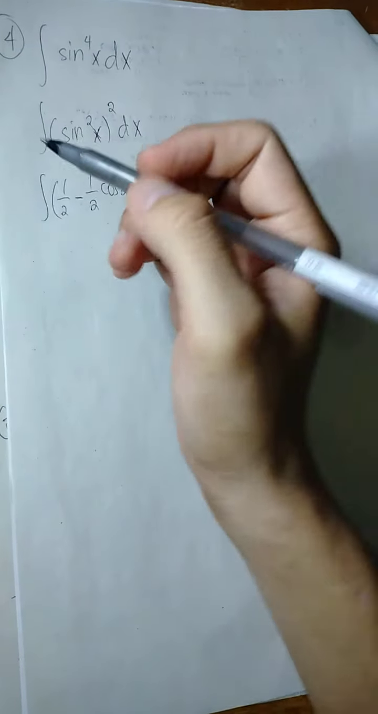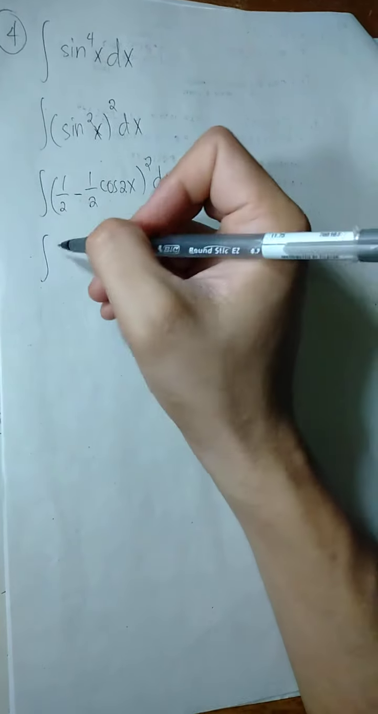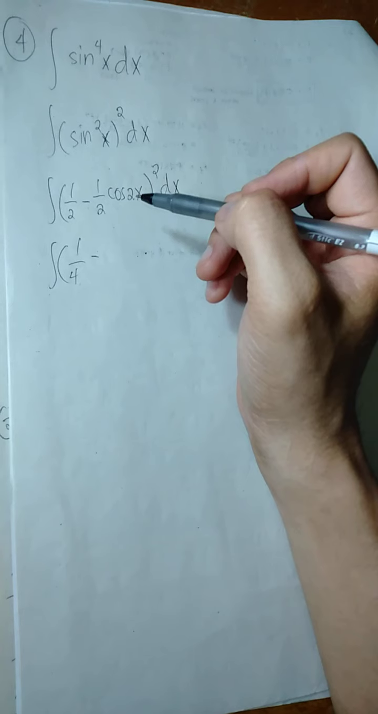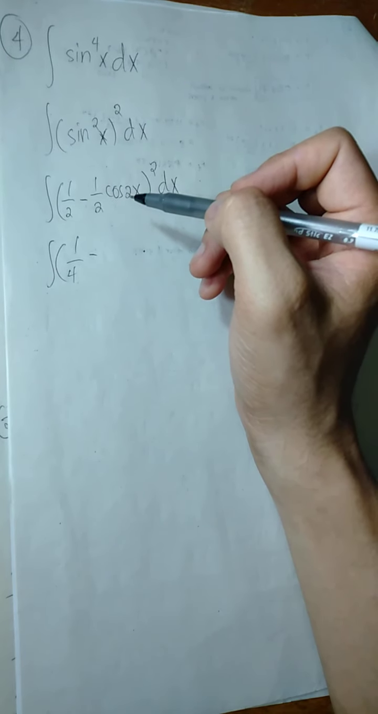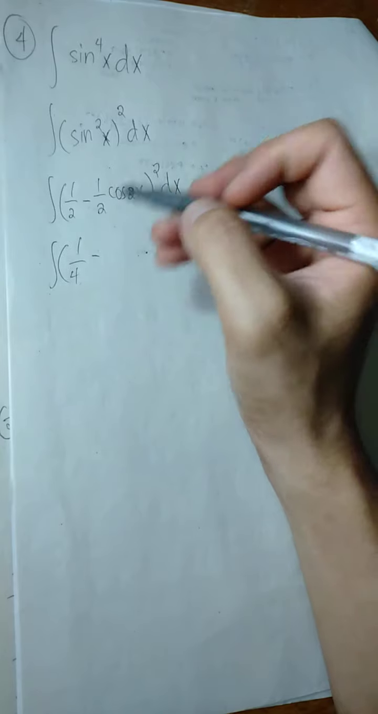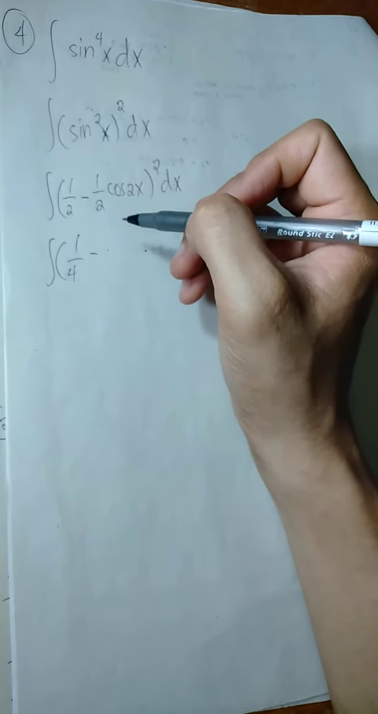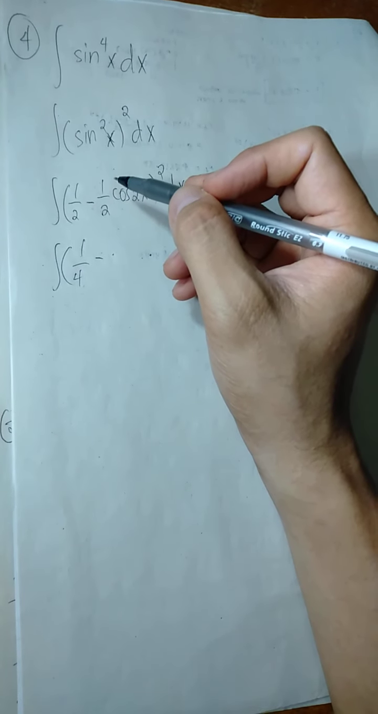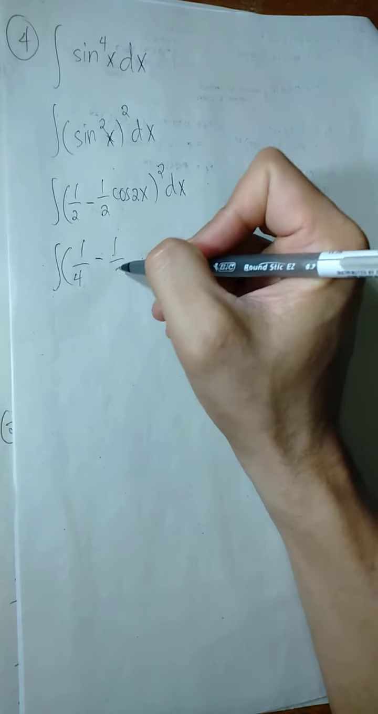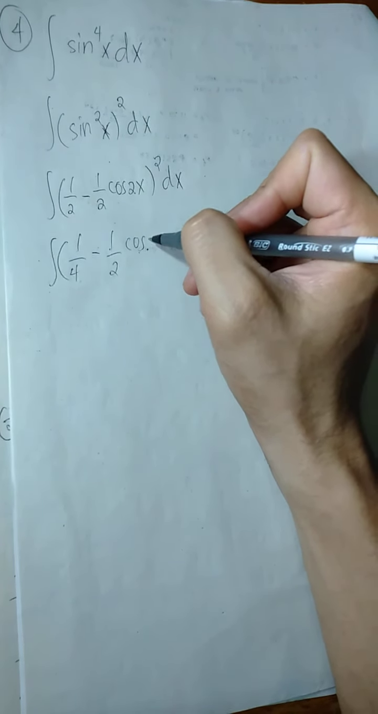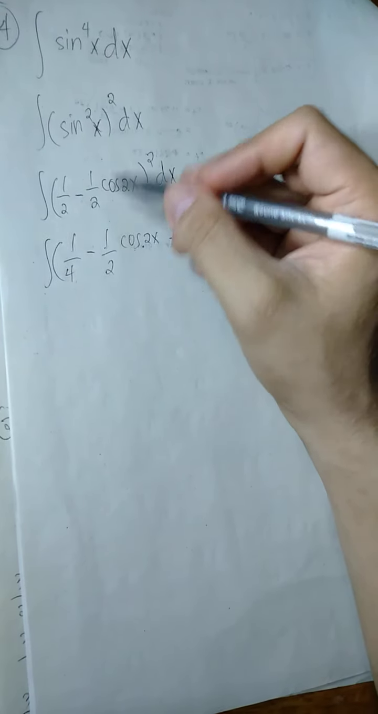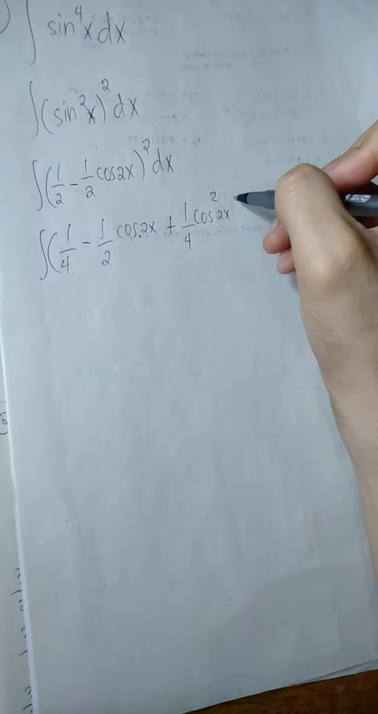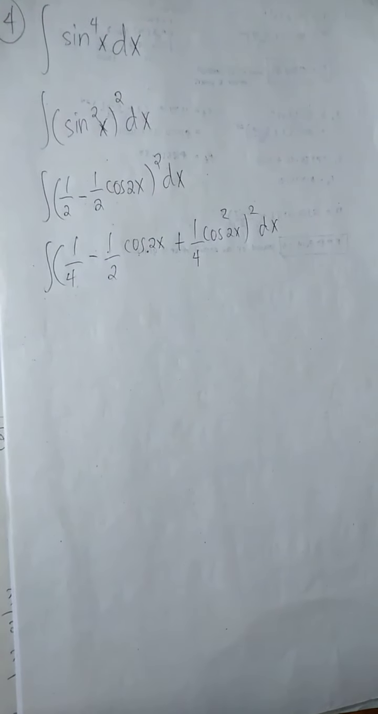So magiging integral of 1 half squared is 1/4 minus twice the product. So twice the product is what? 2 times 1 half times 1 half is 1/4 times 2, so 1 half pa rin. 1 half cosine 2x plus 1 half squared is 1/4 cosine squared 2x squared dx. Ayan. So yun na yung ating expansion.